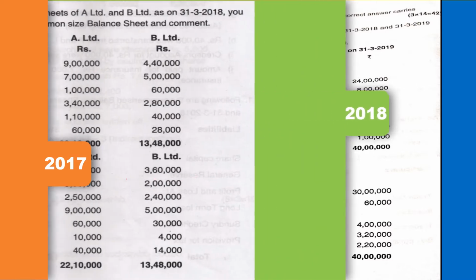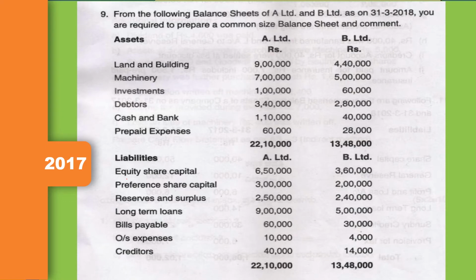If we move on to the 2018 question paper, only the headings of assets and liabilities are given, so it is important to identify each item according to its heading and write it in the answer in a format. For example, under assets, number one, non-current assets. Below that you can write the fixed assets, land and building and machinery, and total of fixed assets. Number two, current assets: investments, debtors, cash in bank and prepaid expenses, total current assets.